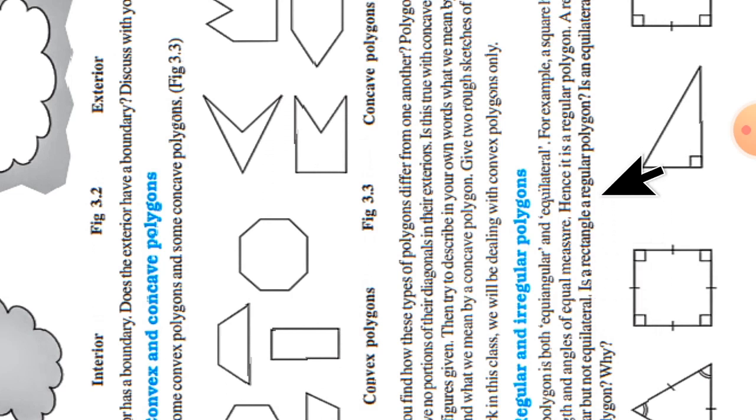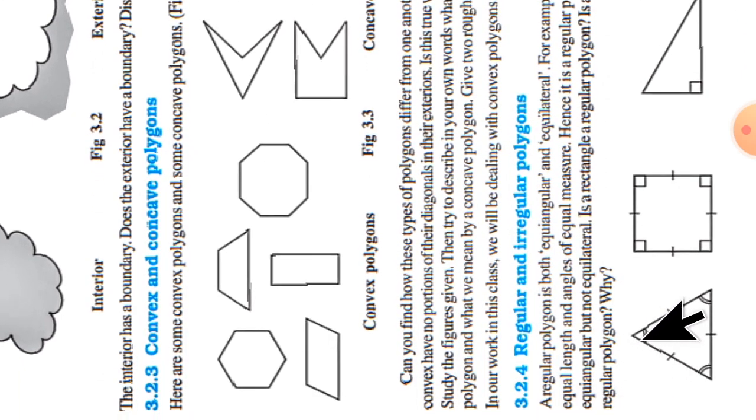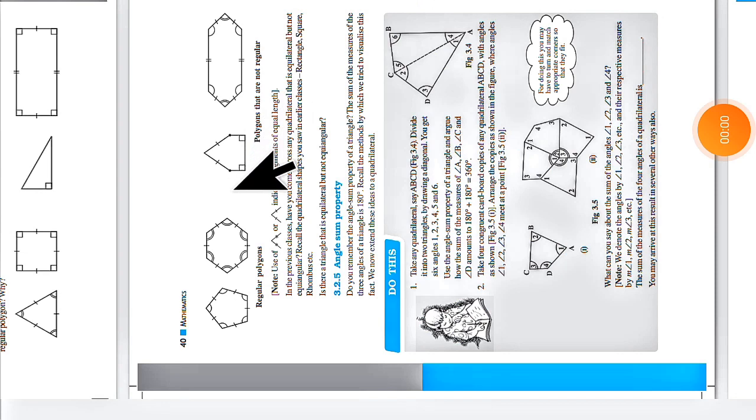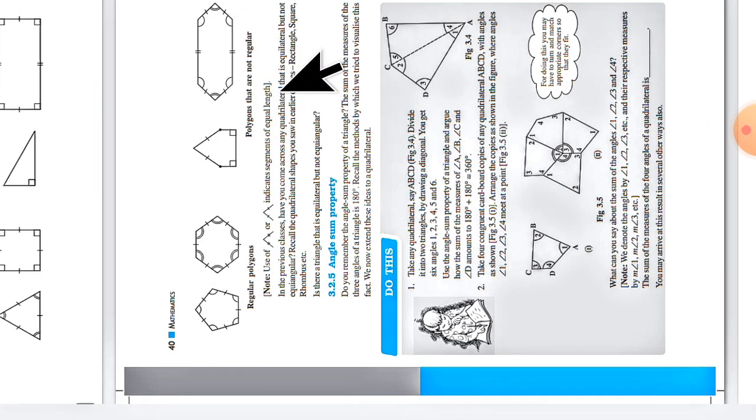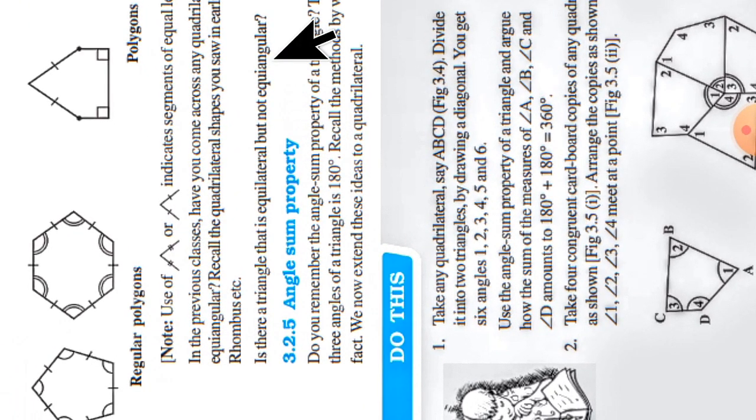So is a rectangle a regular polygon? No. Is an equilateral triangle a regular polygon? Yes, because equilateral means having all the sides equal in measure, so all the angles will also be equal in measure. From the figure we can say that these two and these two are regular polygons and these two are irregular polygons, that is, polygons that are not regular. Now, is there a triangle that is equilateral but not equiangular? No. A triangle which is equilateral will also be equiangular.